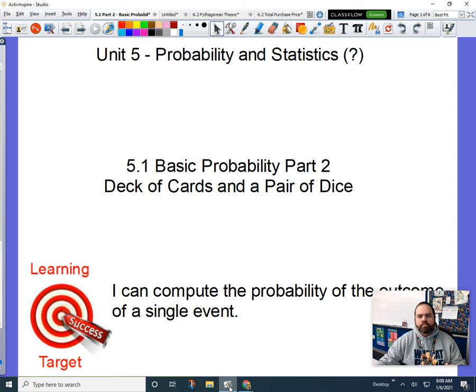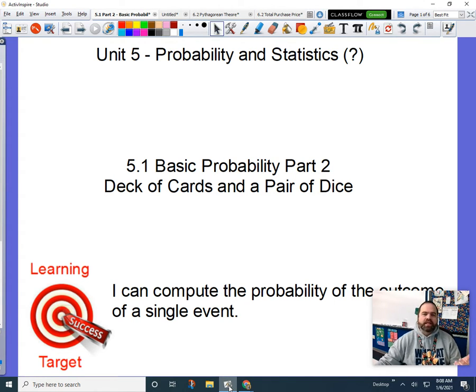All right, so moving on with probability. I saved this for a separate day. It is still considered basic probability, but I wanted to put these two specific things off on their own because although it's basic, it's a little more complex than flipping a coin or rolling a single die.